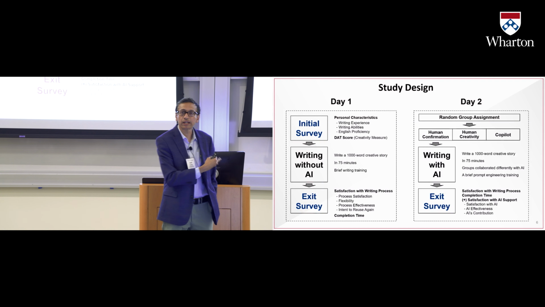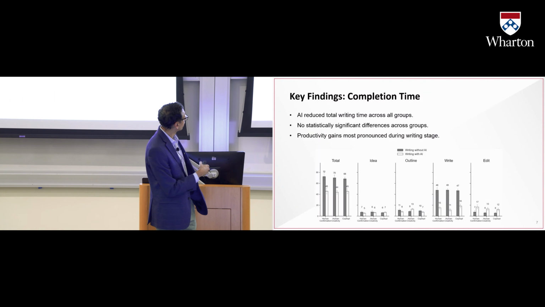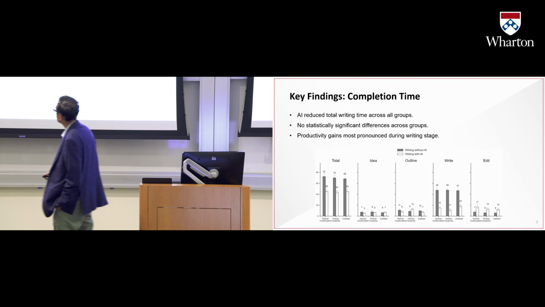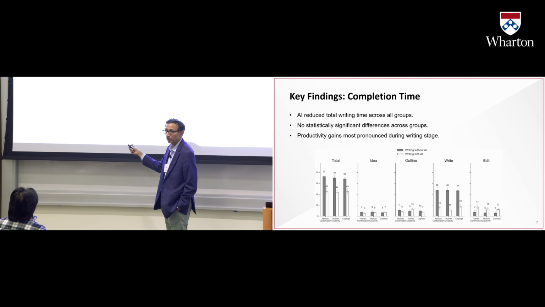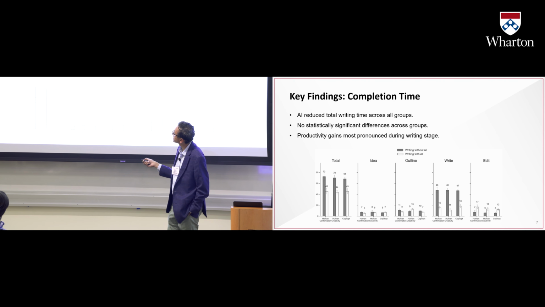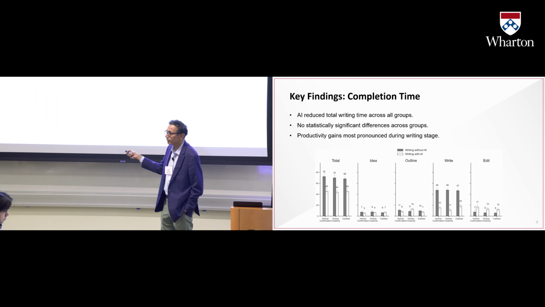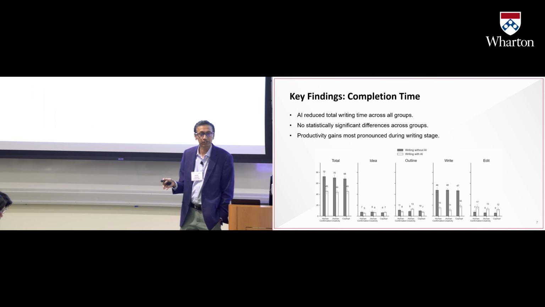So let me now jump in and quickly share our main findings. First, in terms of completion time, we have in gray day one, which is no AI, and in white day two. What you'll see is that AI reduced the total writing time for all 3 groups quite considerably. This is consistent with other studies that show AI, of course, increases efficiency in completing tasks. There were no statistically significant differences between the 3 groups in terms of task completion time.